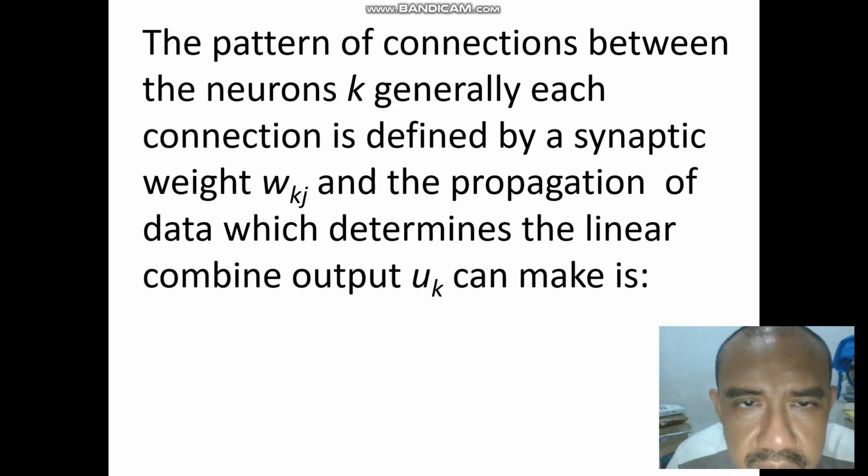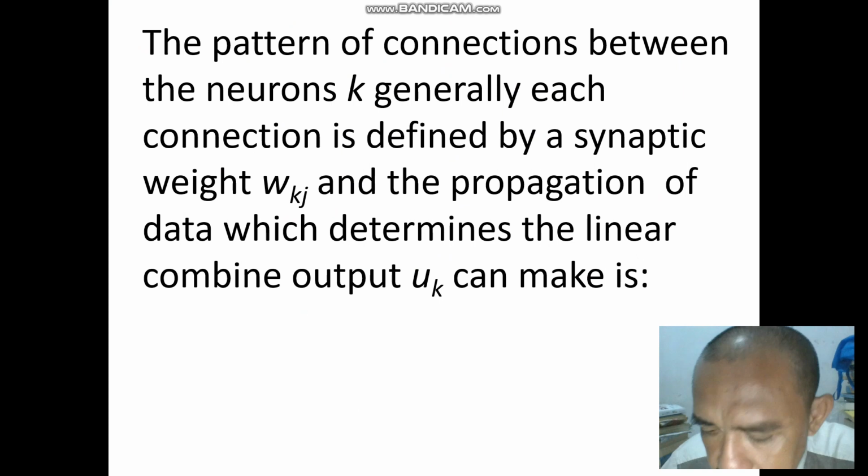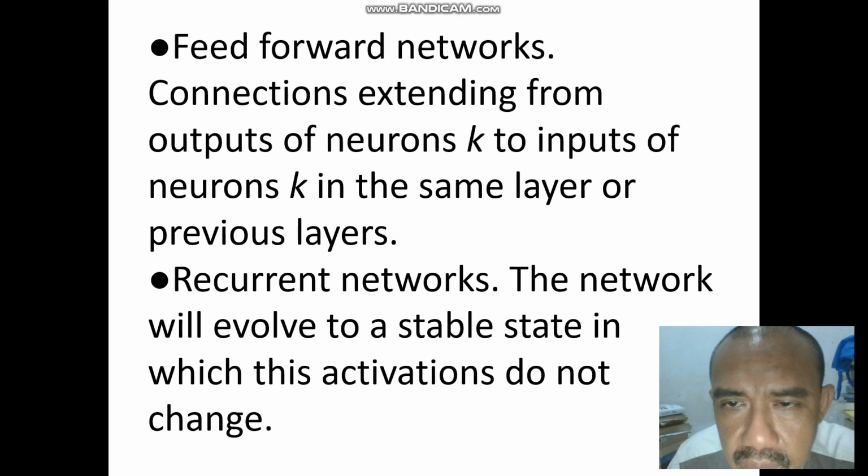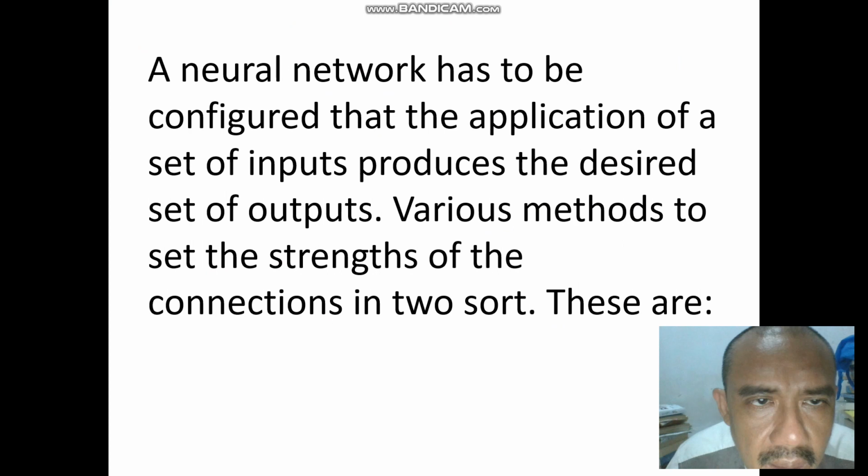The pattern of connection between the neurons is generally defined by a synaptic weight wkj and the propagation of data, which determines the linear combiner output uk. In feedback networks, connections extend from outputs of neuron k to inputs of neurons in the same layer or previous layers. In recurrent networks, the network will evolve to a stable state in which these activations do not change.